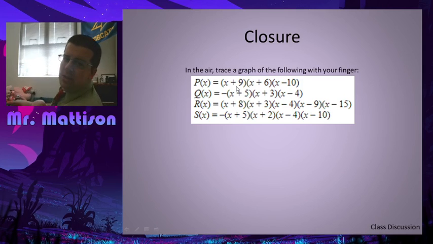So this first one is a 3rd degree polynomial, so it'll start low and it'll end high. So we're going to go up through -9, down through -6, up through +10. Next one is negative and 3rd degree, so it'll actually start high, it'll go down through -5, up through -3, down through +4. Okay. And then the fourth one here, it's a fifth degree, so it'll start down low, and then it'll go up through -8, down through -3, up through +4, down through +9, up through +15.